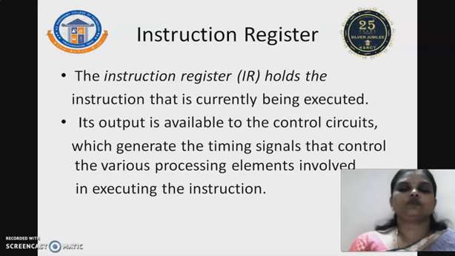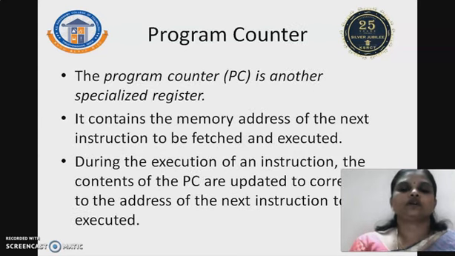The instruction register holds the instruction that is currently being executed. Its output is available to the control unit, which generates the timing signals to fetch the instructions or the data associated with it for execution. The program counter is another register, and it contains the address of the next instruction that is to be executed.